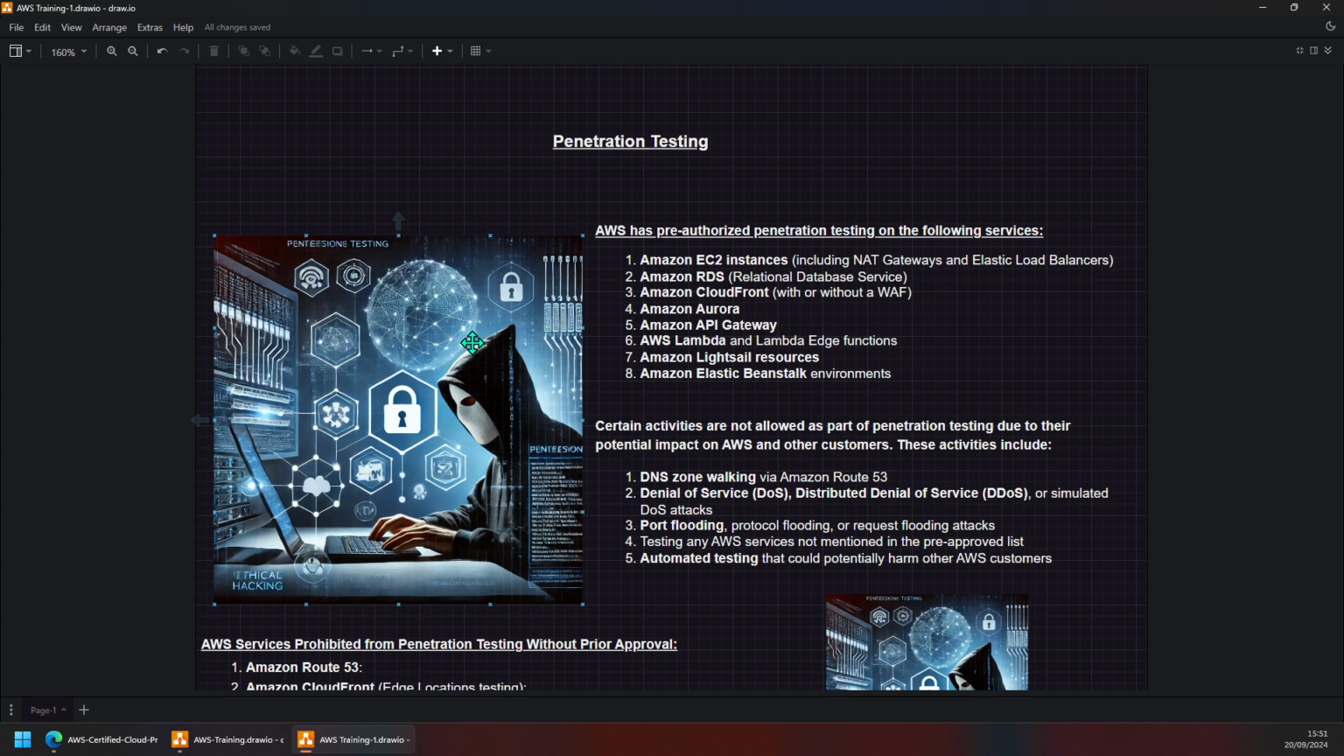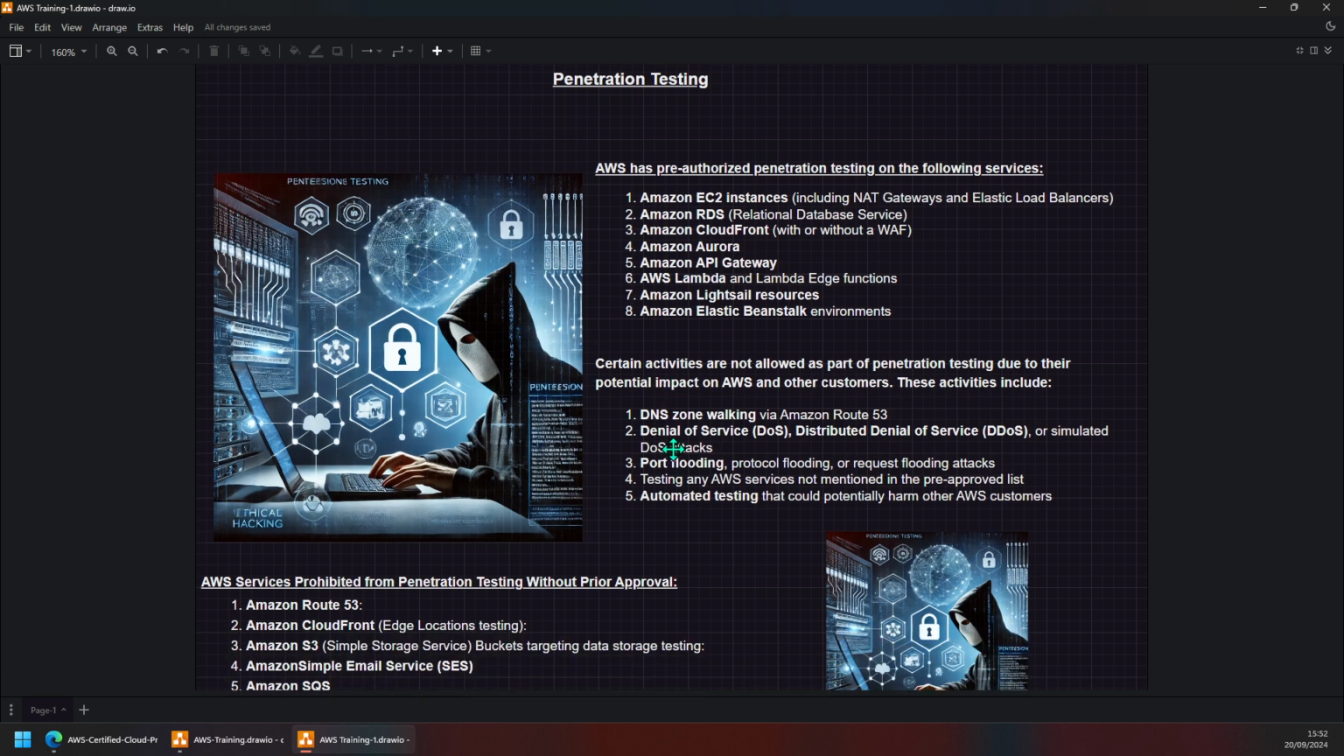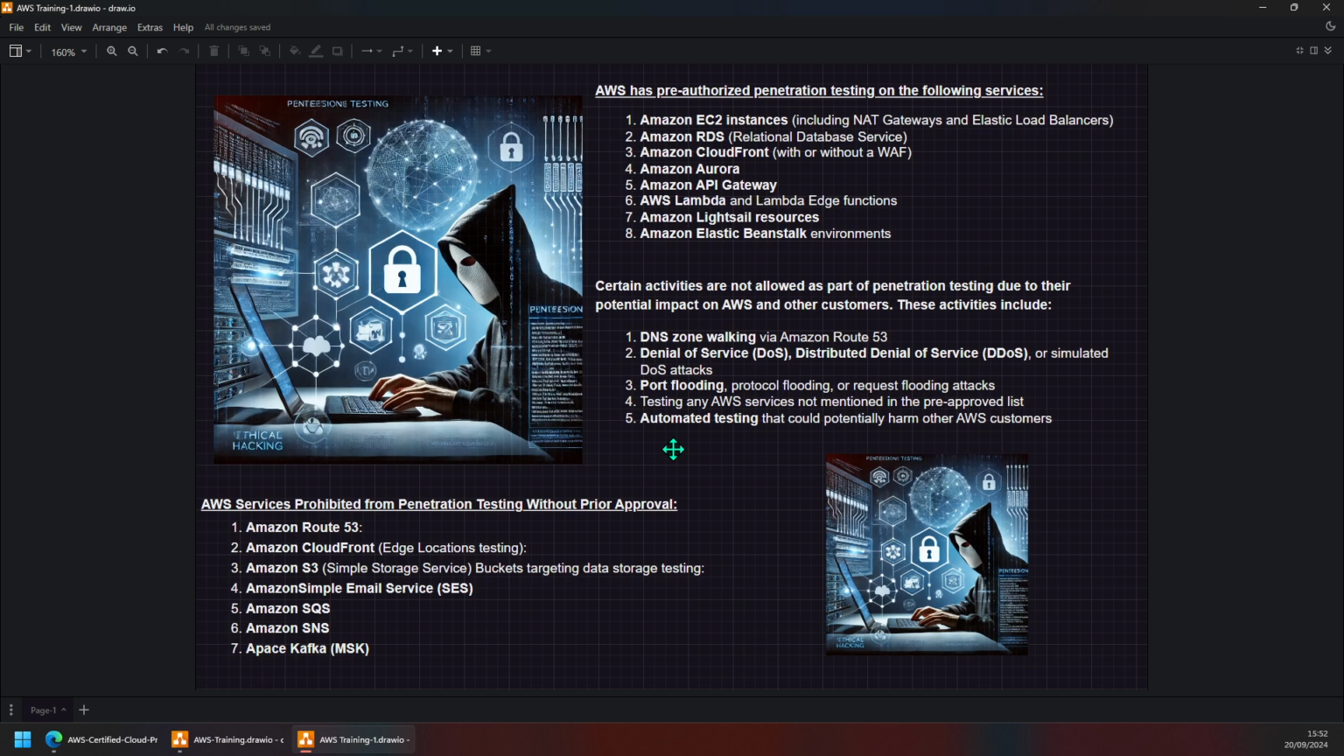DNS zone walking via Amazon Route 53, denial of service attacks, or distributed or simulated denial of service attacks. Either of these is not allowed. Port flooding, protocol flooding, and request flooding attacks are not possible. Also, testing any AWS services not mentioned in the pre-approved list, and automated testing that could potentially harm other AWS customers. These are not allowed, even though the services are on the pre-approved list.